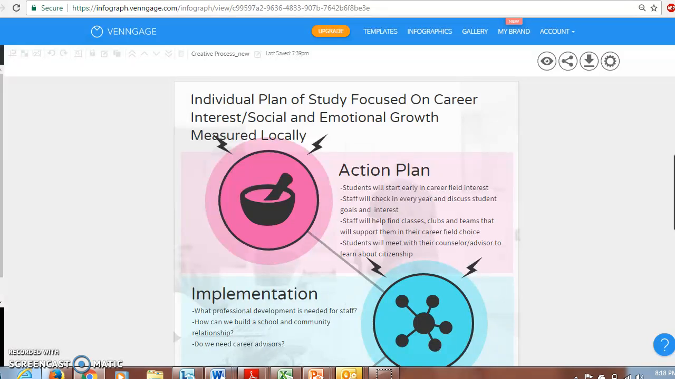And then students will meet with their counselor and advisor to learn about citizenship. So we're going to take time with our counselors to not always be about academics, but how do you become a good citizen and what does society look at as a well-rounded citizen when they leave our school.